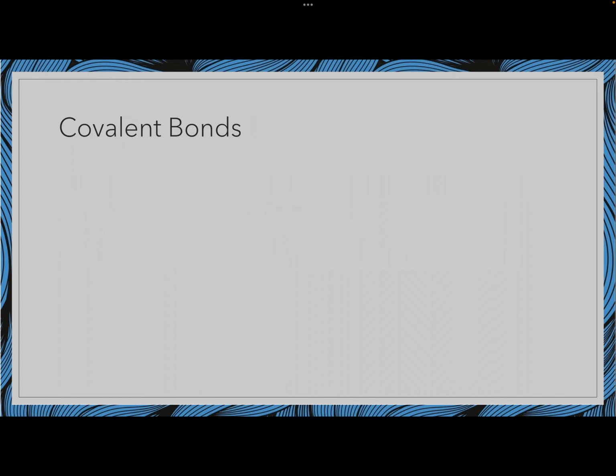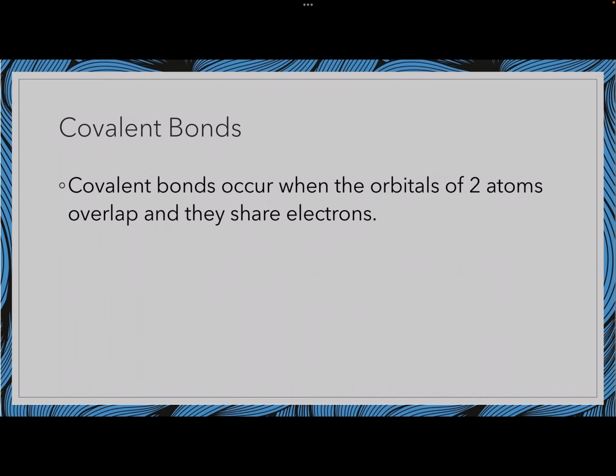Now, the next are covalent bonds. So covalent bonds occur when two orbitals of two atoms overlap and they share electrons. Okay, so this is where the name covalent comes from. So we're looking at the valence shell and they overlap and kind of share electrons.